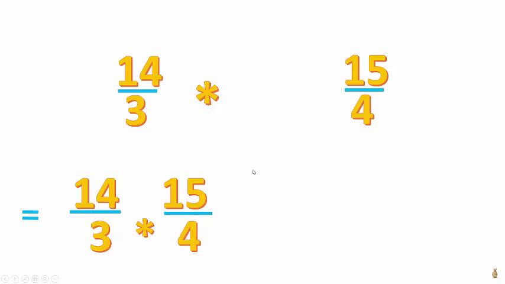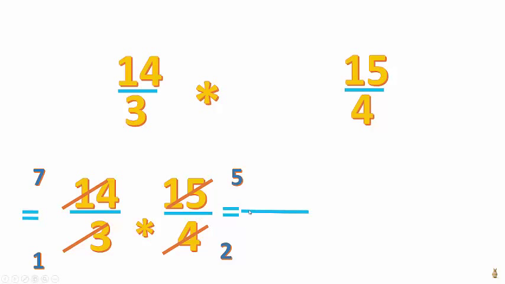Remember, you can cancel. So 2 into 4 goes 2. 2 into 14 goes 7. 3 into 3 goes 1. 3 into 15 goes 5. Okay, so now if I multiply 5 times 7, I get 35. If I multiply 2 times 1, I get 2.